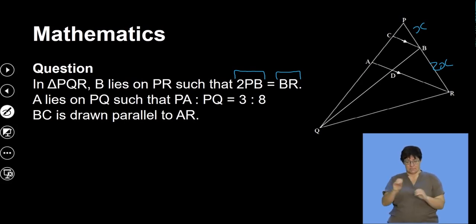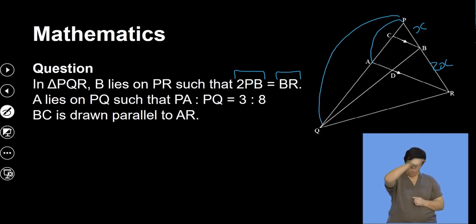And then also, what do I know? I know that I have a ratio of PA and PQ as 3 is to 8. So PA, which is this, and PQ, which is the whole one, is 3 is to 8. Please understand something, guys, here.